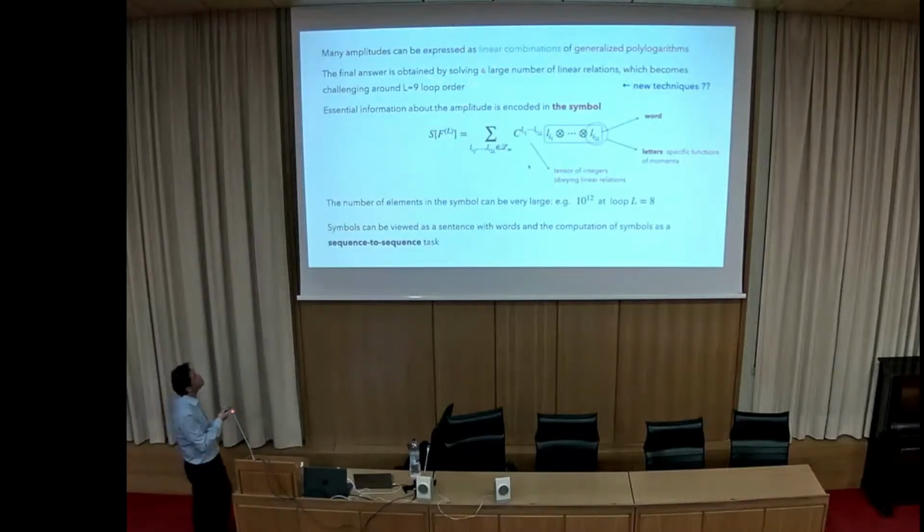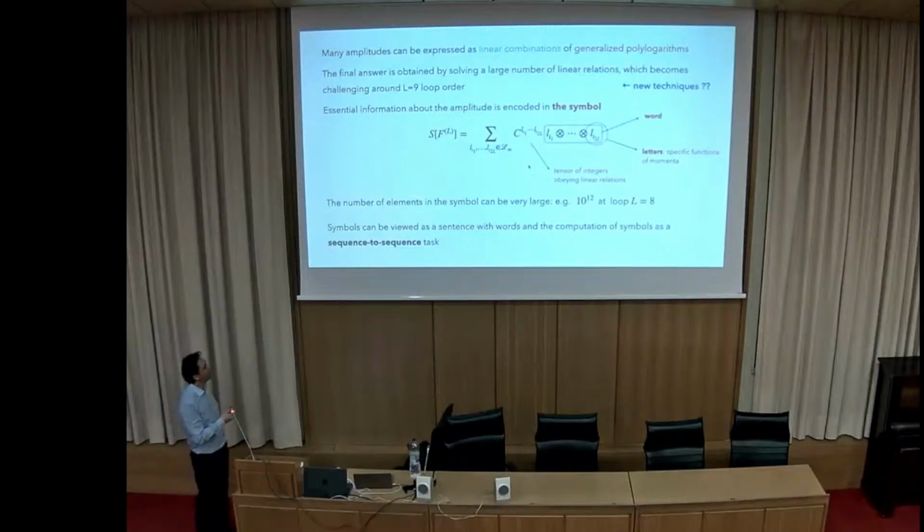So many amplitudes can be expressed in this game as linear combinations of generalized polylogarithms, basically integrals of rational functions. The final answer is obtained by solving a large number of linear relations, which becomes challenging around 9 loops, basically because you get an exponentially large number of terms.